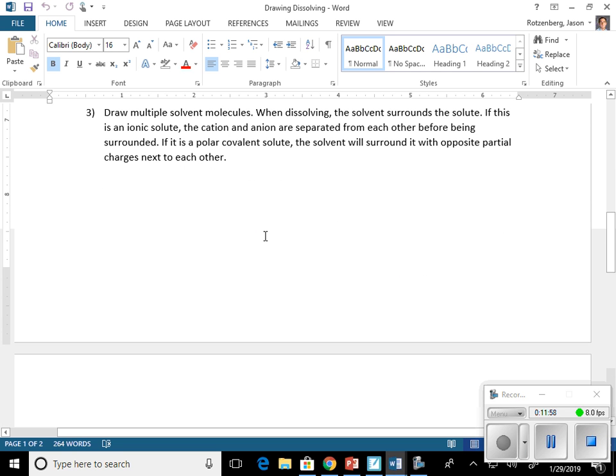Finally, in order for dissolving to occur, there must be multiple solvent molecules. As I state in this number 3, solvent surrounds the solute. Next, if it's ionic, the ions get separated. So LiF no longer sticks together. It's pulled apart. So the first thing I'm going to draw, and I'm going to do this in a couple different colors to help out, is the lithium ion gets separated from the fluoride ion.